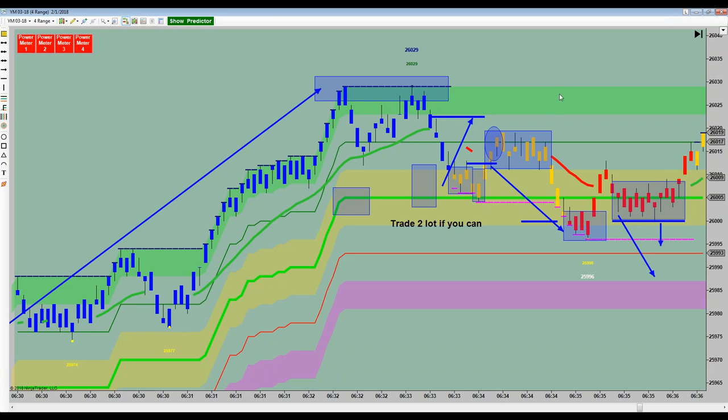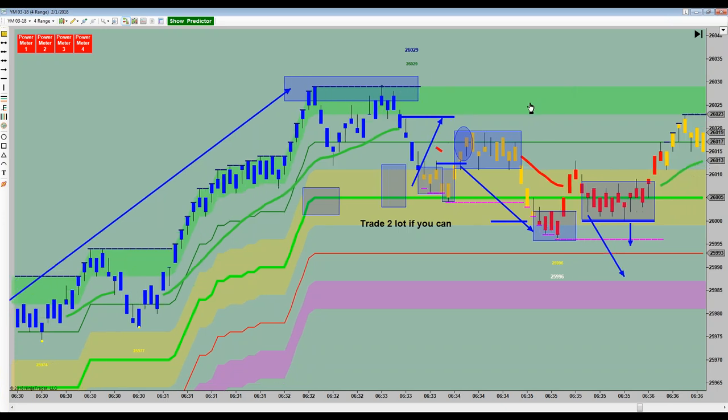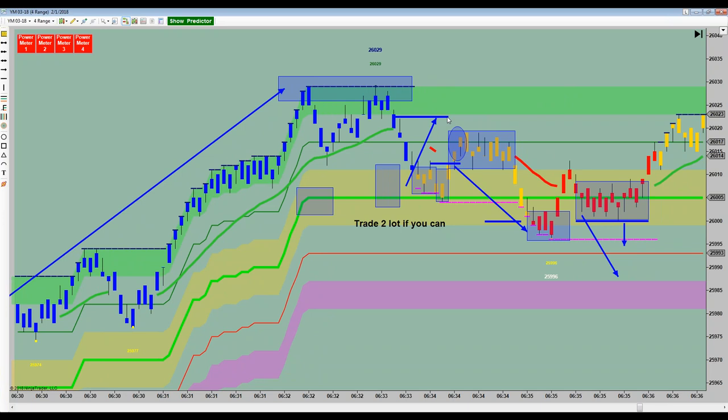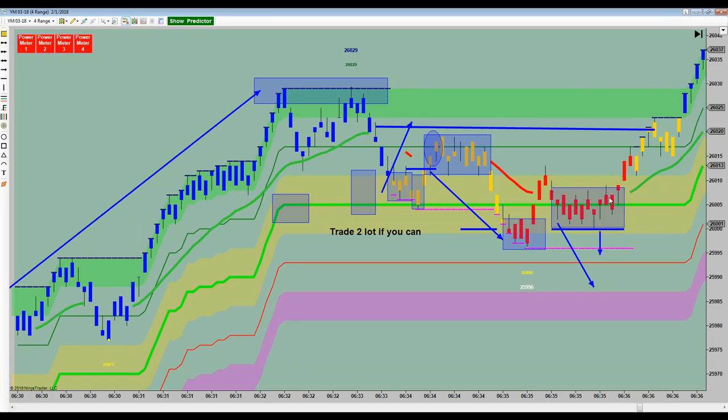Now, look at what this trade turned into. Remember that scalp from earlier? Our little 10-tick scalp? Bam, you got it right there. There's your scalpy. Now, after we pull the scalp off, what do we do with our initial stop? Well, we have one. Our initial 12-tick stop would be somewhere down probably in here.